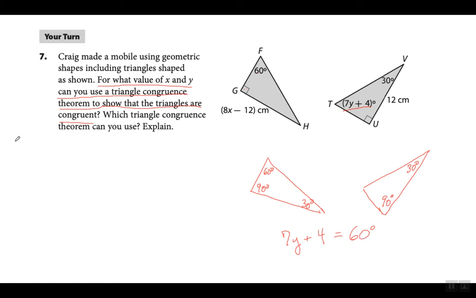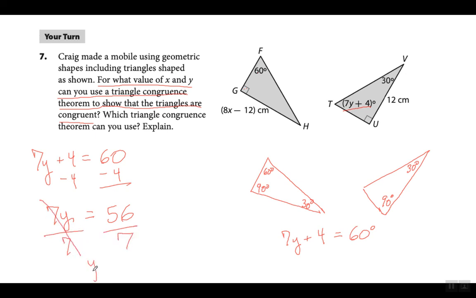All right, so 7y plus 4 equals 60. I move the plus 4 to the right by subtracting 4. That's going to give you 56 equals 7y. Now to solve for y, divide both sides by 7. This cancels out, so y equals 8. All right, y equals 8. Okay, now let me erase all that.